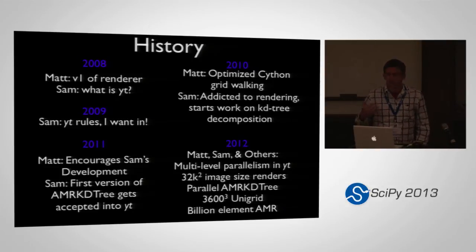This allowed us to do really cool things like 32,000 squared pixel renders of giant AMR data sets. It was used to do 3,600 cube element unigrid simulations. It was used to do billion element adaptive mesh refinement simulations. This has now proved its power of handling the largest data sets that astronomers can really throw at it.